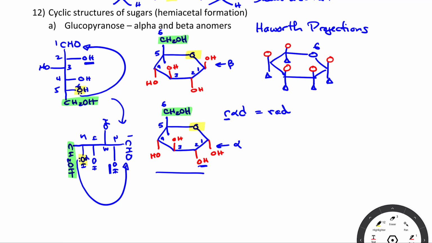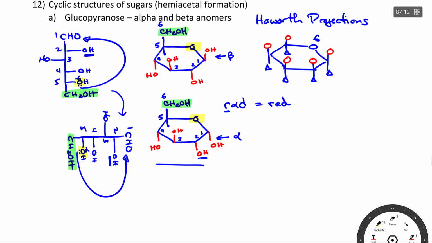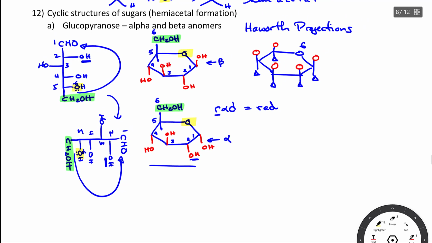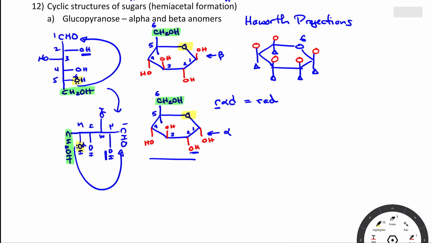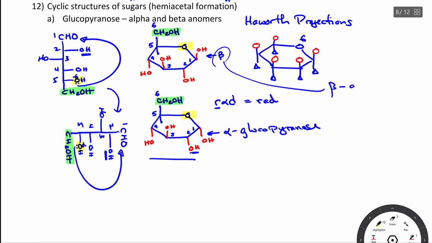So these are the glucopyranoses. Pyranose stands for 6-membered ring. So there's actually a fructopyranose, and a 5-membered ring is called a furanose. So this lower structure is alpha glucopyranose, and the structure up here, this is beta glucopyranose.